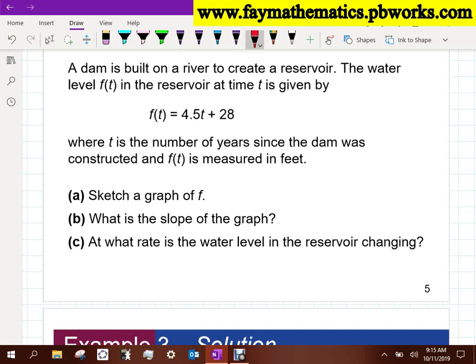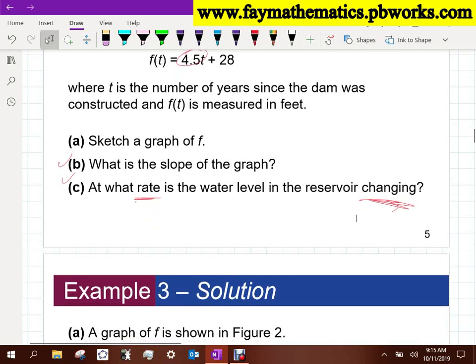So what they'll ask you is, what's the slope? Well, you guys know it's 4.5. The next question says, what's the rate the water level in the reservoir is changing? If we read that, they're asking what's the rate of change. We know the rate of change is the slope, 4.5. So those are hopefully simple linear equations that we can recognize and just pull that information off of the function.